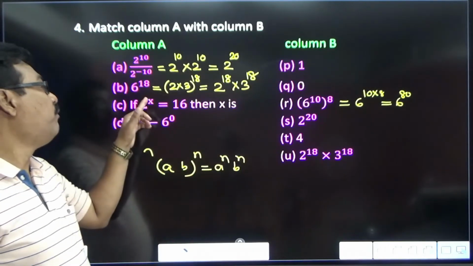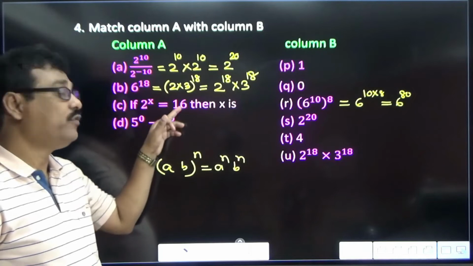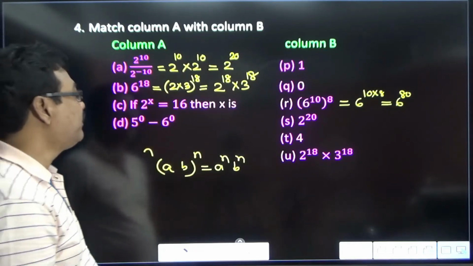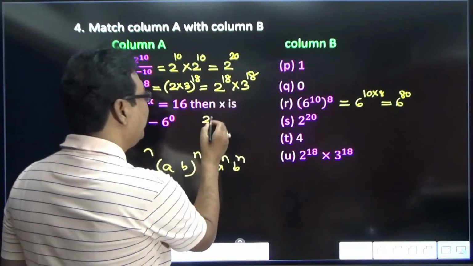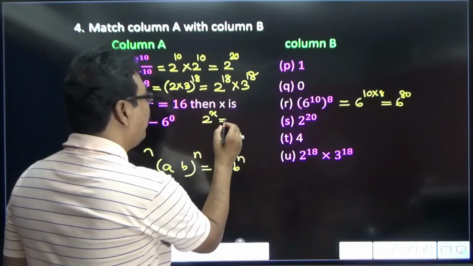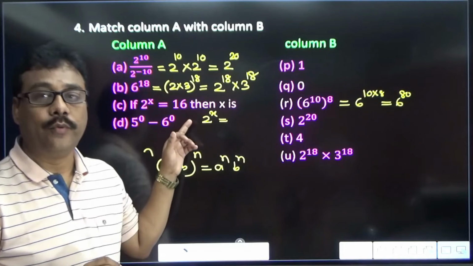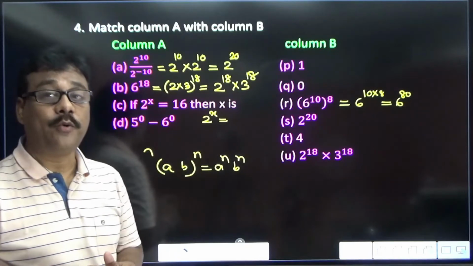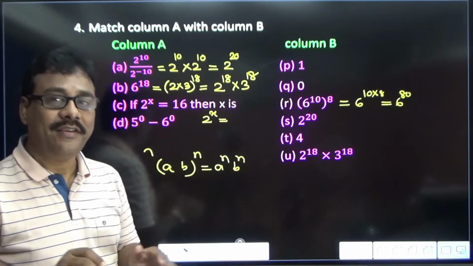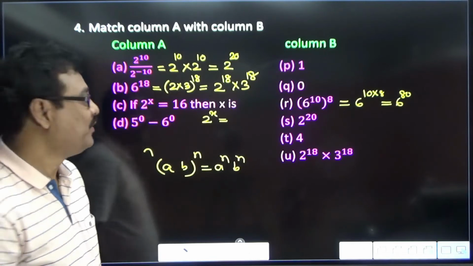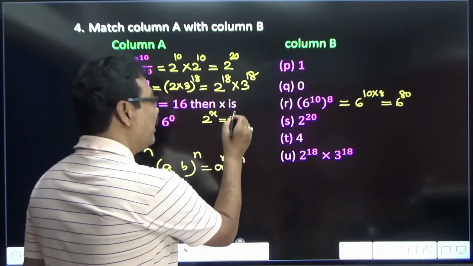Then 2 to the power x is equal to 16. So how we will solve this? This will be solved something like this. 2 to the power x is equal to 16. I have to make the base of this one as 2. So how many times we will multiply 2 to get 16? Yes, it is 4 times. So it will be 2 to the power 4 then.